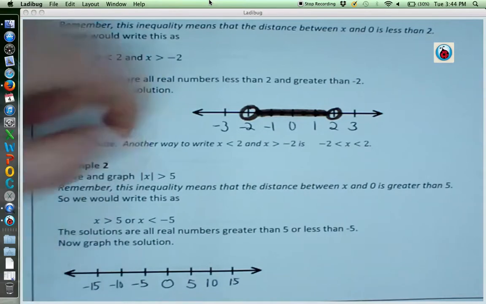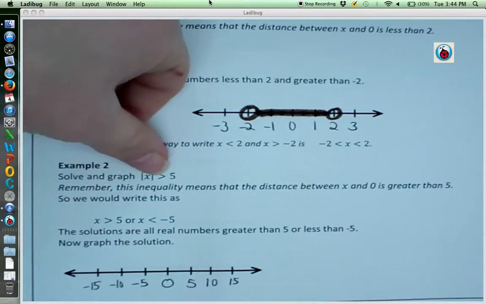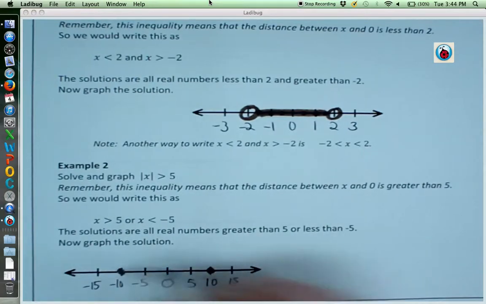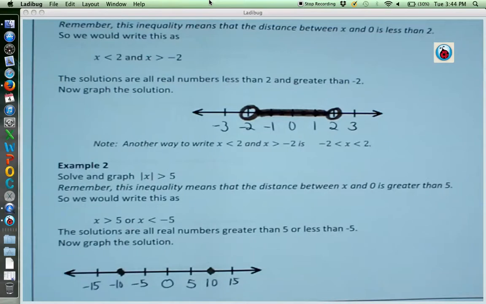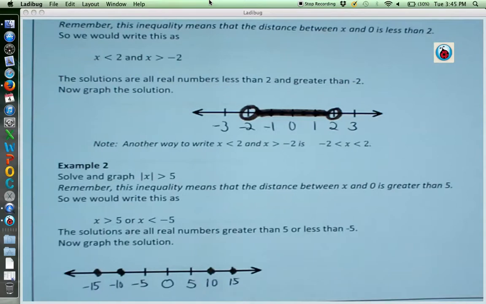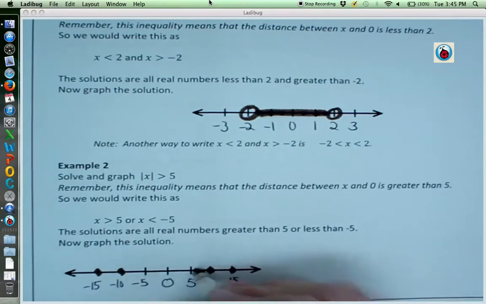All right, so the absolute value of x is greater than 5. That means the distance between my unknown number and 0 is more than 5. So I could go a distance more than 5, like a distance of 10. I could go 10 to the right and 10 to the left. That would be perfectly fine. I could go 15 to the right and 15 to the left. I could go 20 to the right, 20 to the left, or any number more than that. I could also go 6 to the right, 6 is more than 5, or 6 to the left.